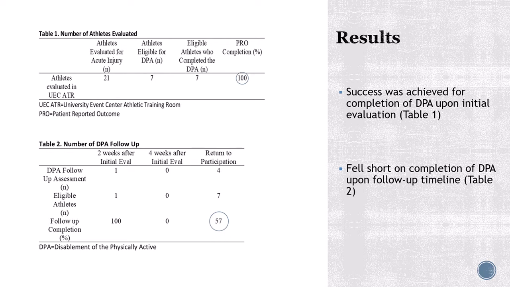However, if you turn your attention to Table 2, you will notice that we fell short on completion for follow-up DPA. An individual that was eligible to complete 2 weeks after initial eval completed the form, 1 for 1. That was 100%. However, we had 7 athletes that returned to participation before that 2 weeks mark was up. Of those 7, only 4 completed the follow-up assessment for a 57% score or completion rate. So that shows an area for improvement to occur.